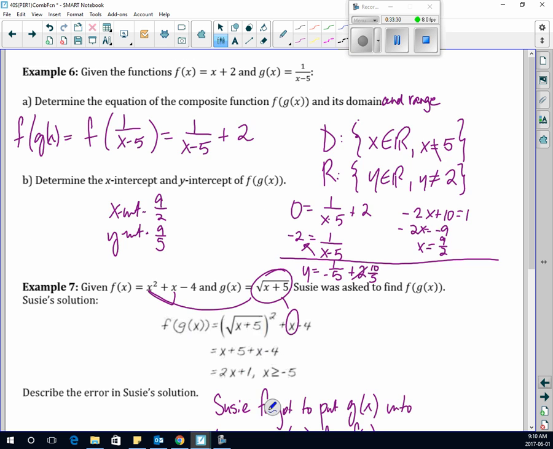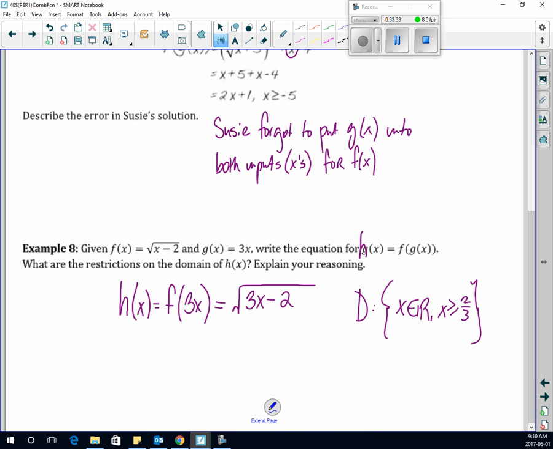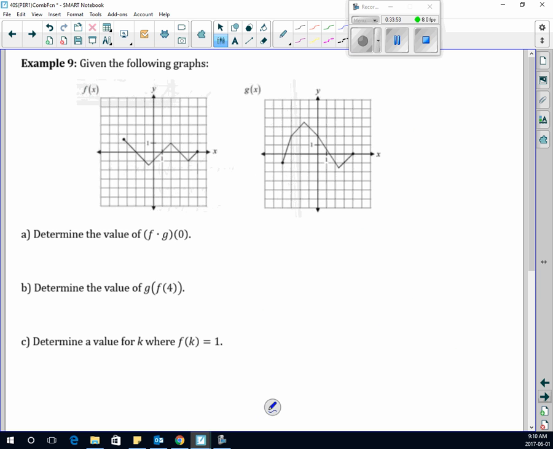Oh, explain my reasoning. What does that mean? What are the restrictions on my domain? So I'll just say the radicand of, I guess, h of x must be greater than or equal to 0. Okay. Moving on, here is my f of x, here is my g of x. You need to determine the value of f dot g of 0. This is a closed circle now. What does that mean? Multiply. So watch it, right? There's a difference between open circle and closed circle.